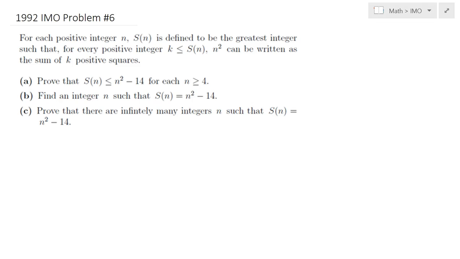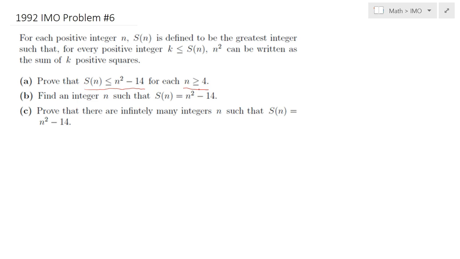Hello everybody, in this lecture we will be solving 1992 IMO problem number 6. Here is a view of this problem. For each positive integer n, let s of n be defined to be the greatest integer such that for every single positive integer k less than or equal to s of n squared can be written as the sum of k positive squares. So we need to first prove that s of n is less than or equal to n squared minus 14 for each n greater than or equal to 4.